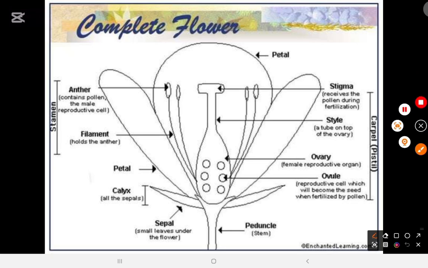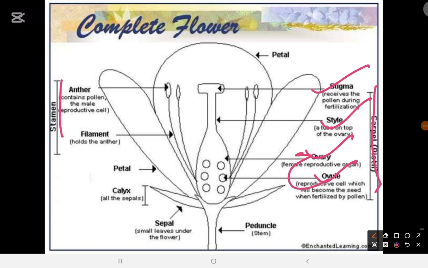Now, a complete flower has the stamen and the carpels. Remember, the carpels consist of the stigma, the style, and the ovary. The ovules are embedded in the ovary.